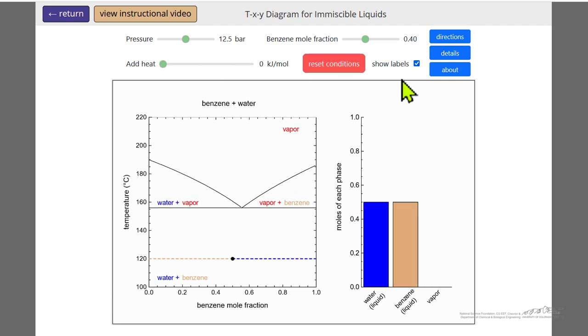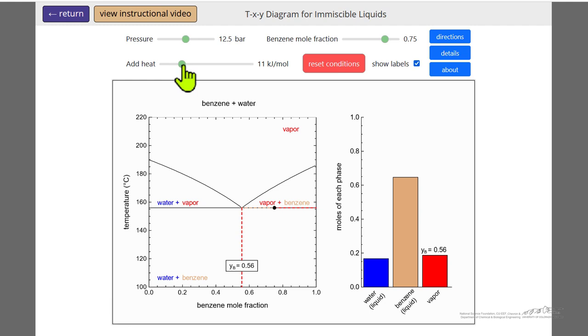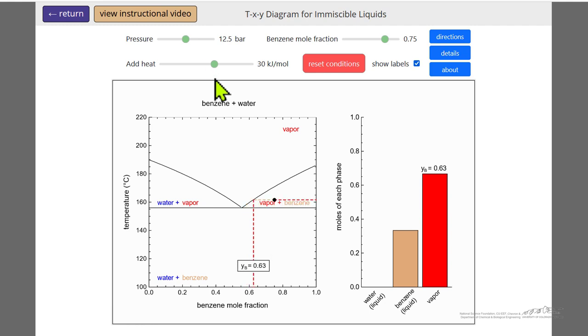If we're over to the right and I add heat, then we'll see that the water has a lower total amount in the mixture, evaporates first at this temperature, and then we raise the temperature, we start evaporating the benzene. So hopefully this simulation allows you to better understand the behavior when we have 2 immiscible liquids and a vapor phase above them.